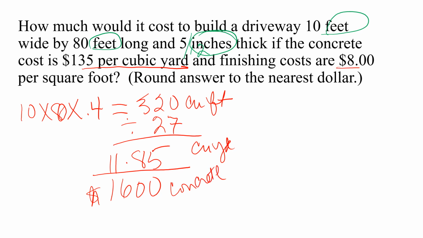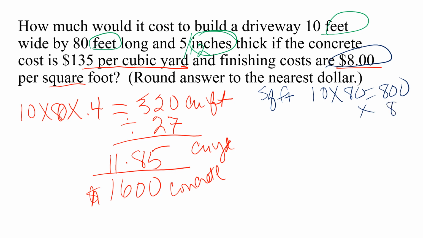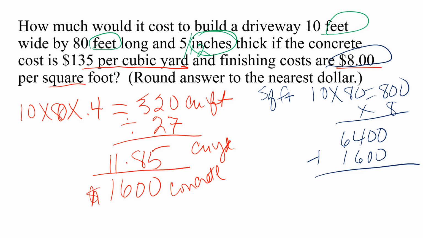The finishing is $8 per square foot. So our square foot is 10 by 80, which is 800 times $8 equals 6,400. Add our 1,600. Gives us 8,000.